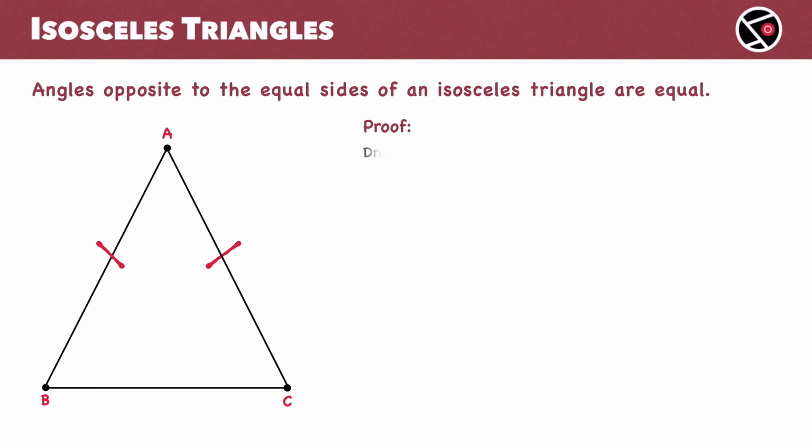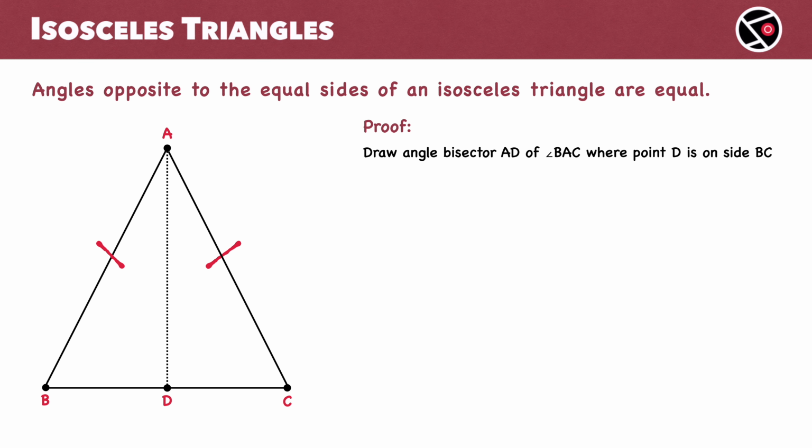First, we draw the angle bisector AD of angle BAC, where point D is on side BC. This construction makes angle BAD equal to angle CAD. Next, let's consider triangle BAD and triangle CAD.